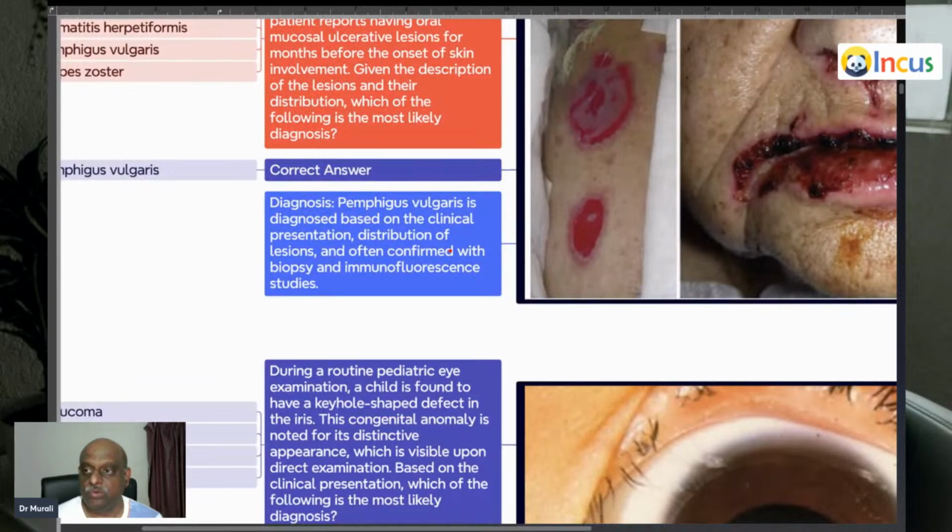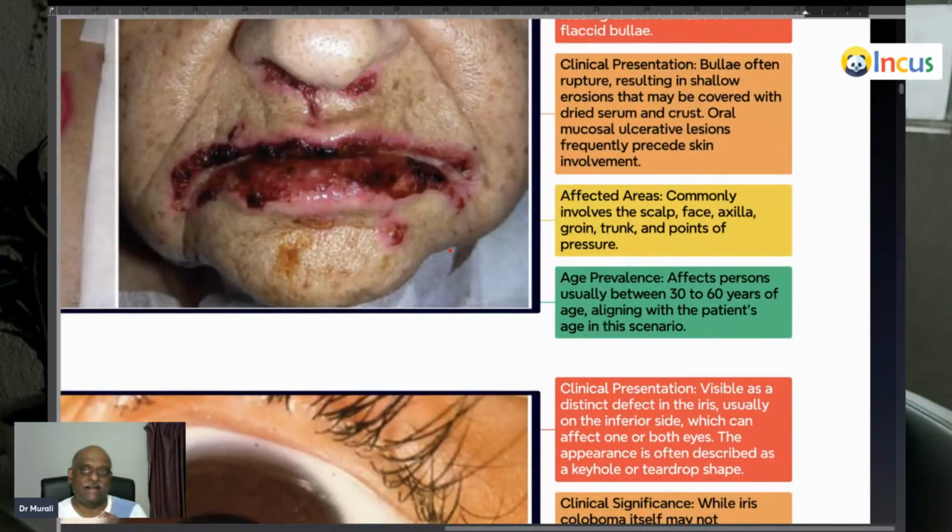So bullae often rupture, resulting in shallow erosions that are covered with dried serum and crust. Oral mucosal ulcerative lesions can precede. Pemphigus vulgaris versus bullous pemphigoid. One of the favorite questions of the examiner.